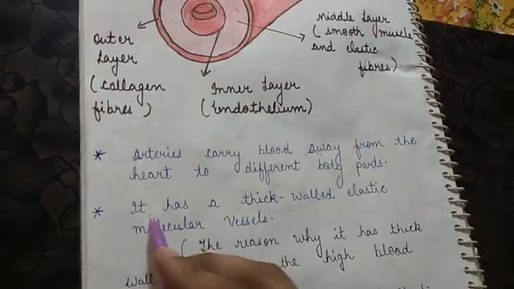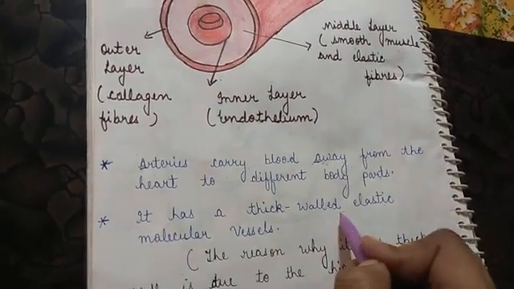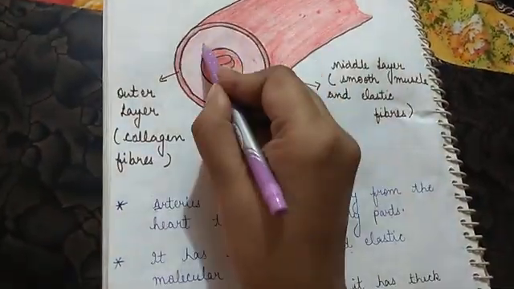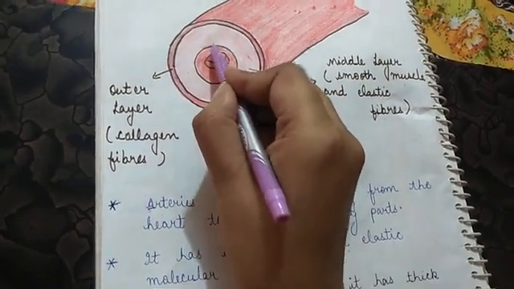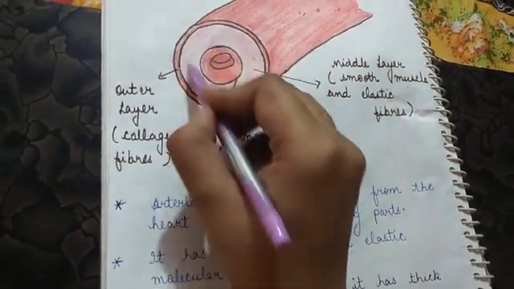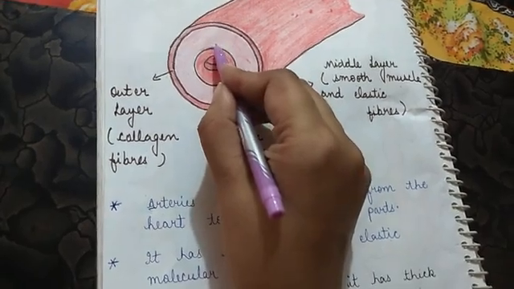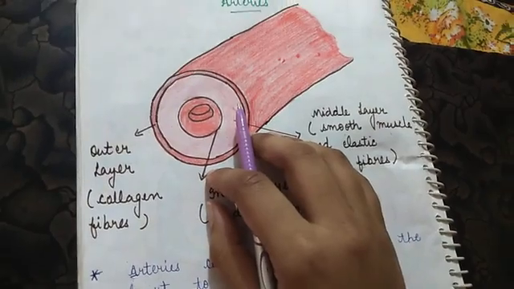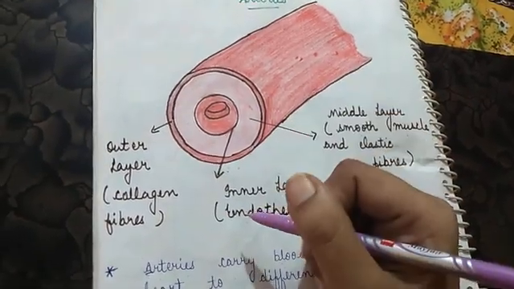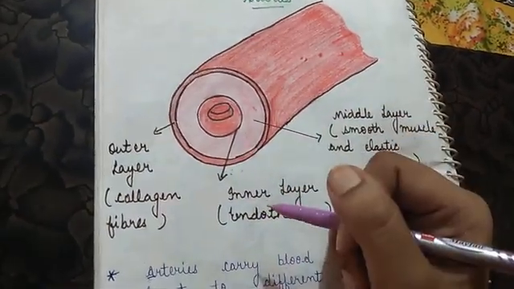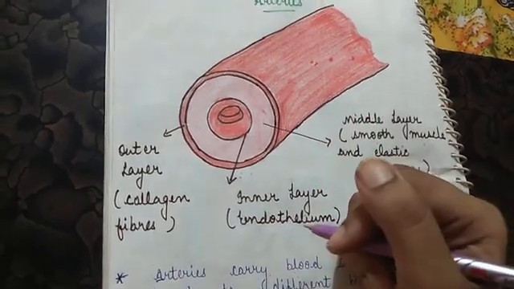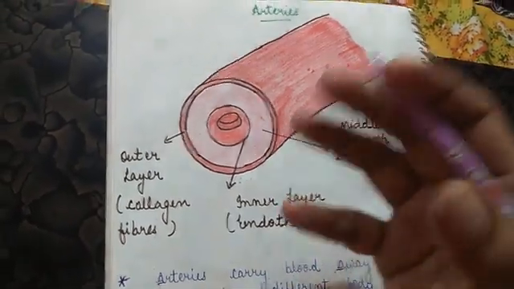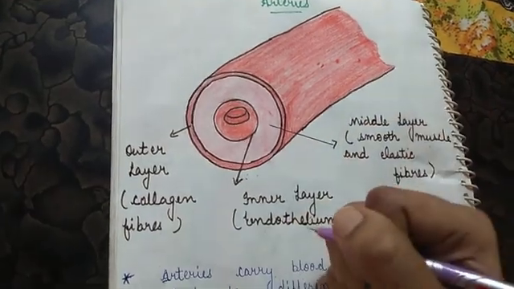And the second is that it has a thick wall. See, it has a thick wall. And students, there is a reason why arteries have a thick wall-like structure. So let me explain this to you with an example. I hope you all have seen a waterfall. So when the water falls from a great height, what does it have? It creates a very high pressure.